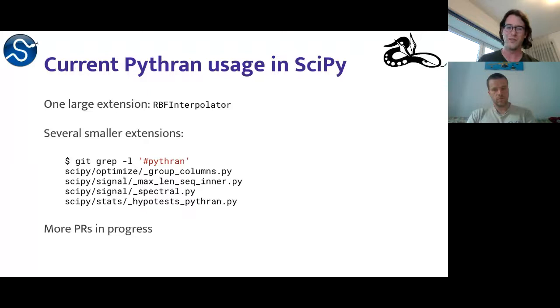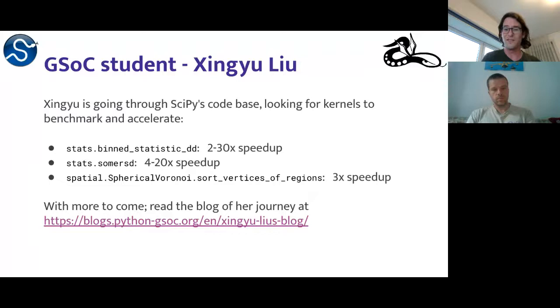And then there are several smaller extensions in Optimize, in Signal, and in Stats. They're really like 20 to 40 lines of code, a single function, a hotspot that needed to be accelerated. And there's a bunch more PRs in progress. Many of those are coming from Xinyu Liu, who is our GCC student on SciPy that Serge and I are jointly mentoring. She's working on writing benchmarks and finding new opportunities to accelerate things.